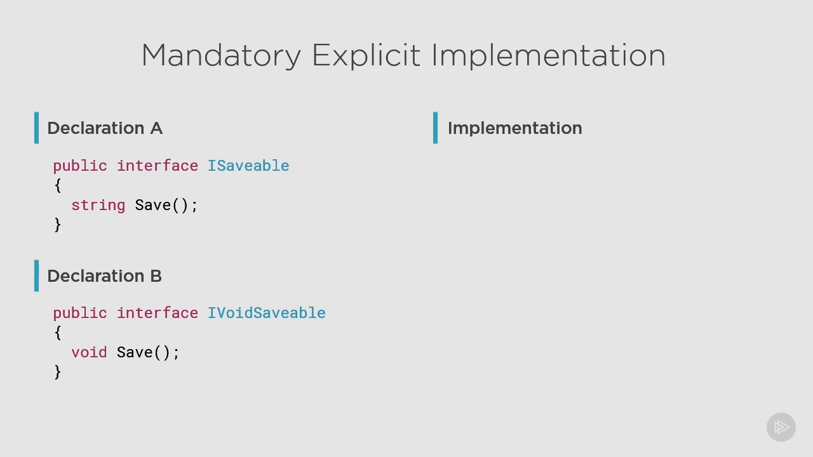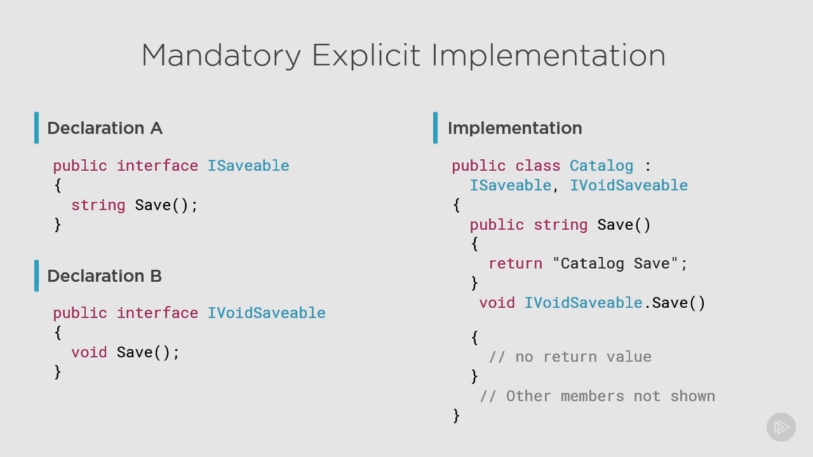We could choose to implement iVoidSavable explicitly as we have here. Or we could implement iSavable explicitly. Or we could choose to implement both interfaces explicitly. But we must implement at least one of them explicitly in order to have legal implementations for both interfaces. Let's take a quick look at this in code.